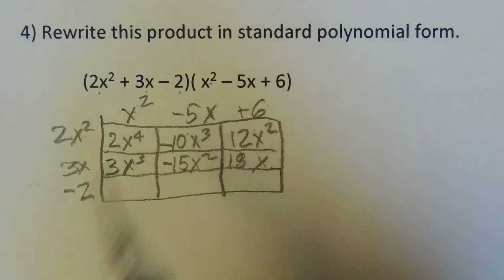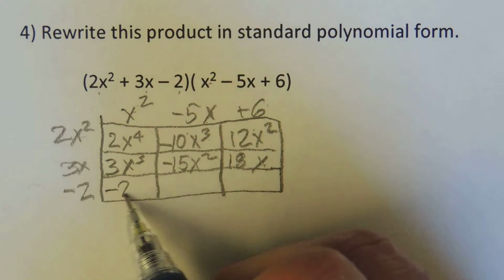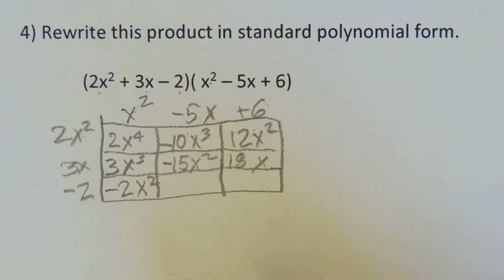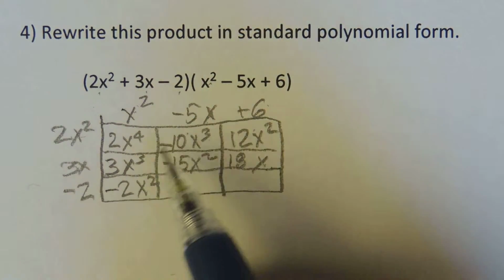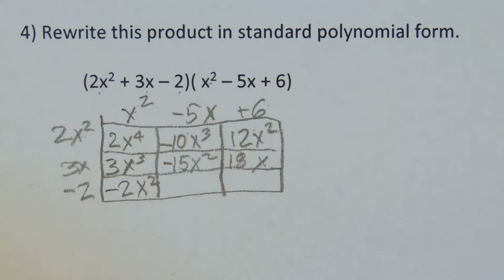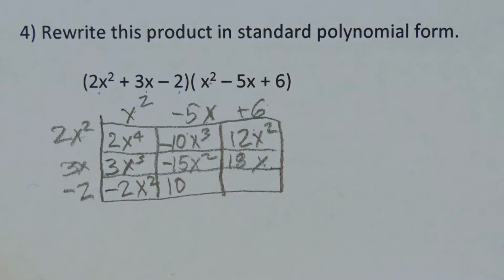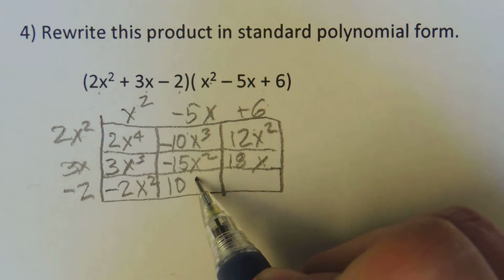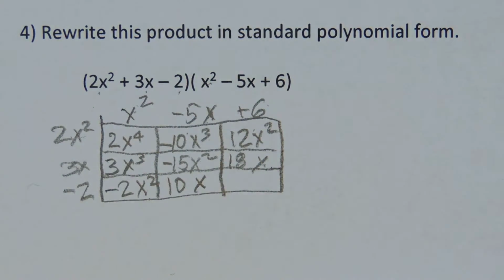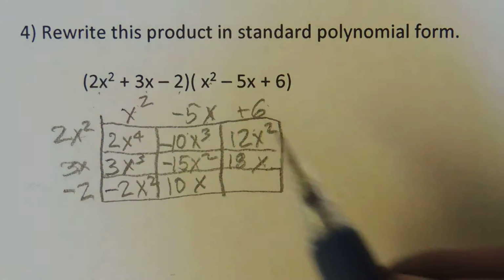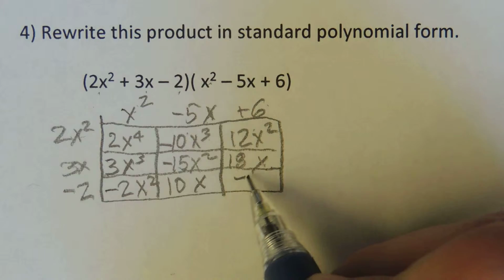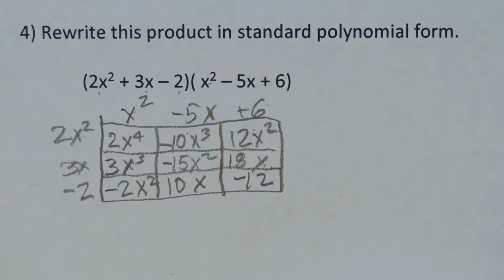Now I multiply the negative 2 times the x squared, and multiply negative 2 times negative 5x. A negative times a negative is a positive. If you want to do that on your calculator, that's what your calculator will tell you. And I'm still multiplying by x, so I have a positive 10x. Negative 2 times positive 6 is negative 12. So I've done all the multiplication.